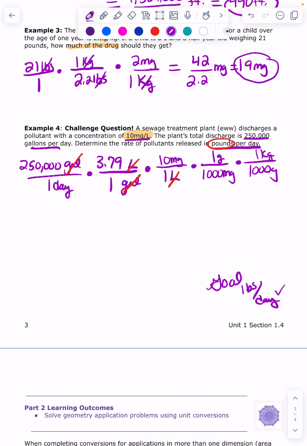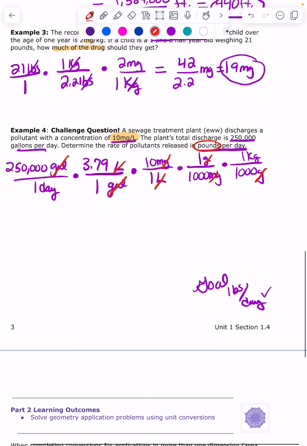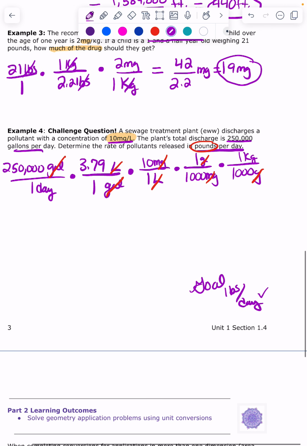All right, let's see. So grams are gone, milligrams are gone. I'm in kilograms, so I'm almost there. I want to be in pounds. So finally I get to use that 1 kilogram is 2.2 pounds. And then that gets rid of that last unit that I didn't want. And now I have the units I do want, which are pounds and days.